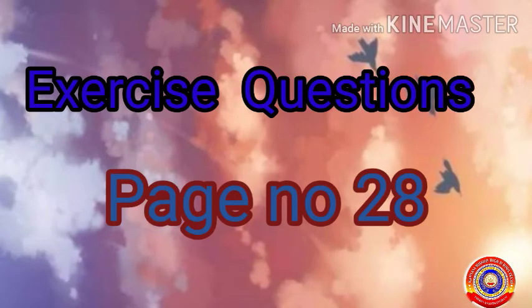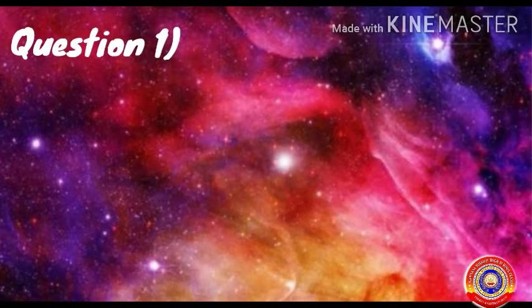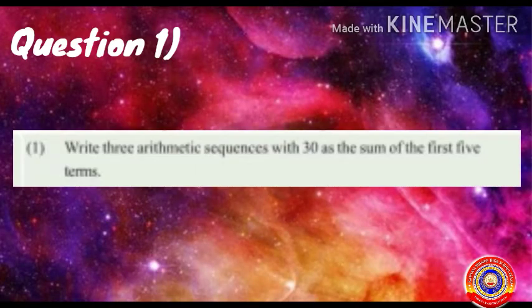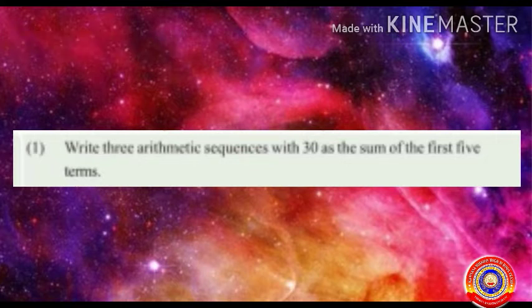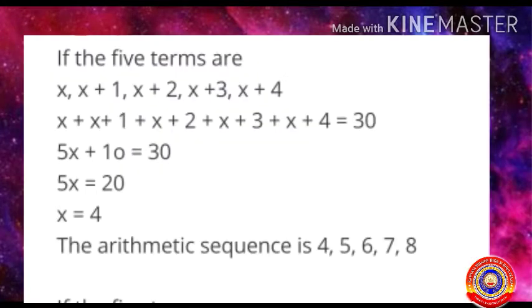Children, let's do some exercise questions on page number 28. Question number 1. Write 3 arithmetic sequences with 30 as the sum of first 5 terms. Okay, let's start the answer. If the 5 terms are x, x plus 1, x plus 2, x plus 3, x plus 4. The sum is given as 30, so we have to take the sum. So adding, we get 5x plus 10 equal to 30, 5x equal to 20, x equal to 4. So the arithmetic sequence is 4, 5, 6, 7, 8.